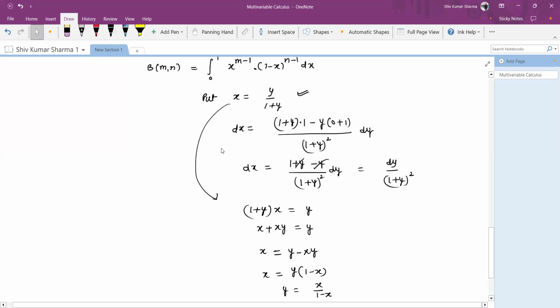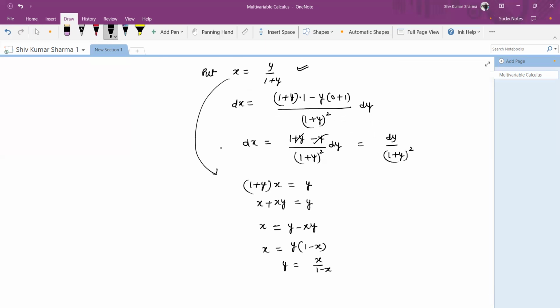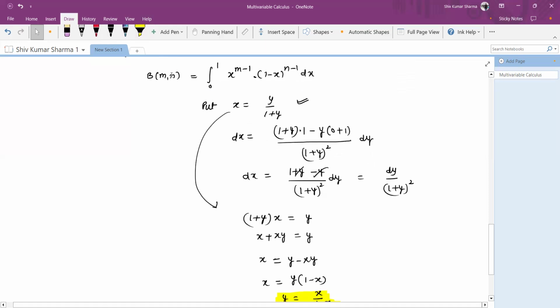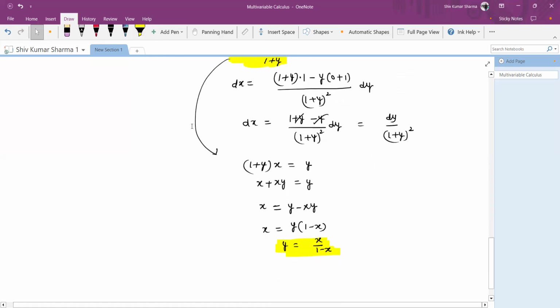Okay, so y upon 1 plus y was our x, and y equal to x upon 1 minus x is what we got. So we remember these two things, okay, so we will use them further. So we used the substitution x equal to y upon 1 plus y, and we obtained the value of y as x upon 1 minus x.